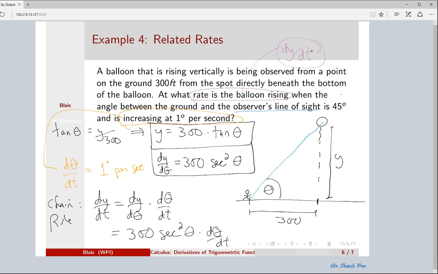So we now want to think about the question that we have to answer. What is dy dt at this particular instance? In the particular instant, you can think about this observer as watching the balloon go up. So this blue line of sight is getting steeper and steeper in time until just that one moment where this angle between the ground and the line of sight is exactly 45 degrees, or pi over 4. And we're also told at that instant d theta dt is increasing at an instantaneous rate of 1 degree per second. So we want to use that information here.